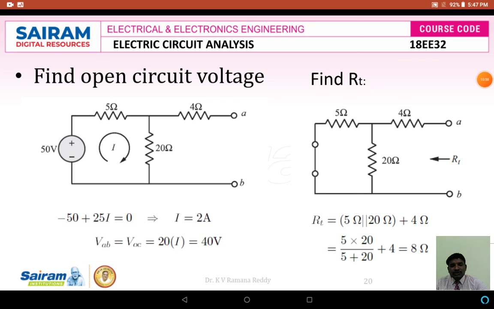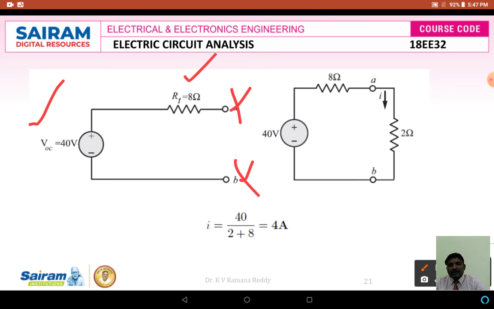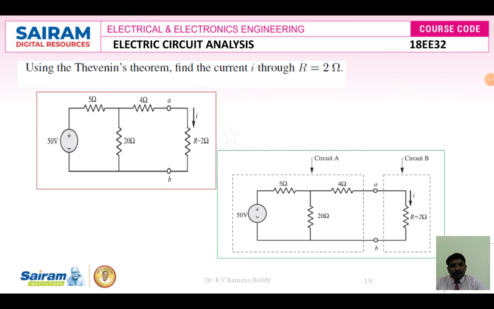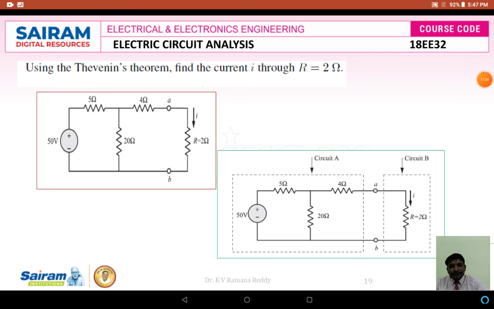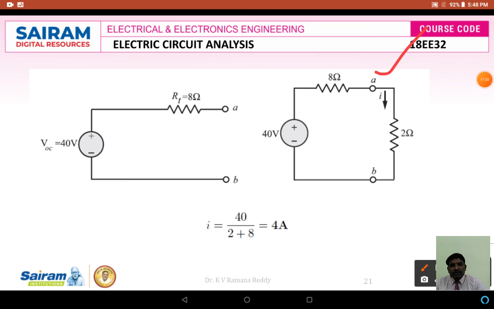Now I am going to recall the equivalent circuit. In the equivalent circuit, there is an open circuit voltage, or Thevenin's voltage, of 40 volts, and Thevenin's resistance RTH equal to 8 ohms across the terminals AB. The resistor that I removed across the terminals AB at the start of the solution, that 2 ohms resistor, I now connect again in series with the terminals AB. Then the circuit becomes like this.